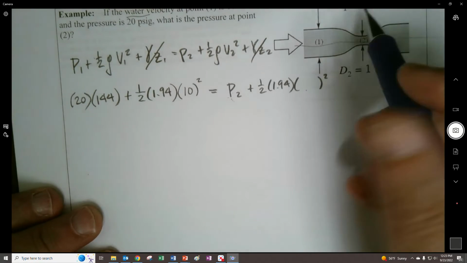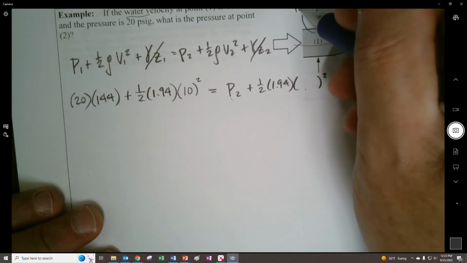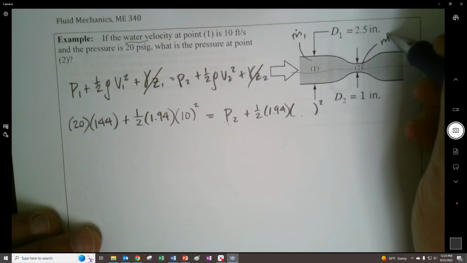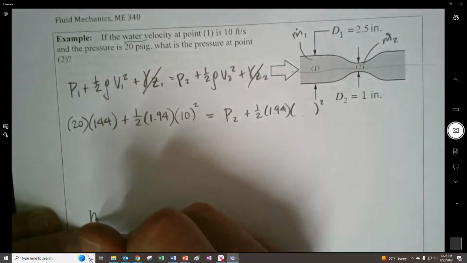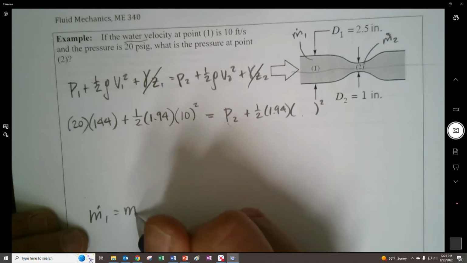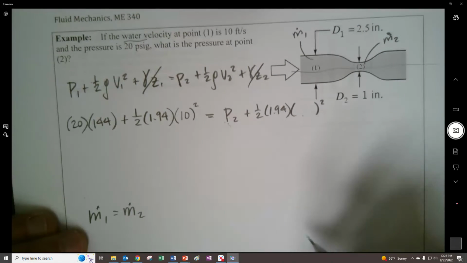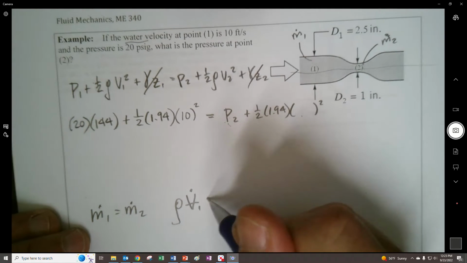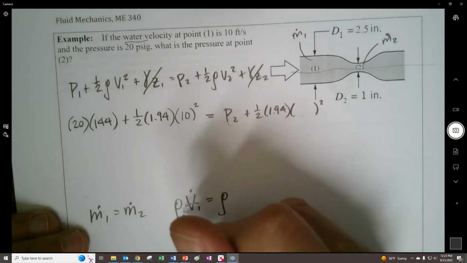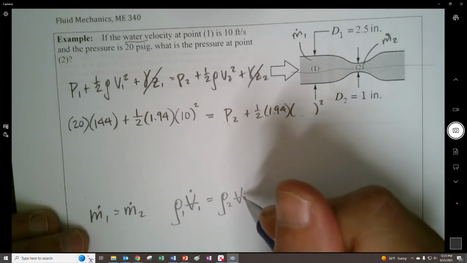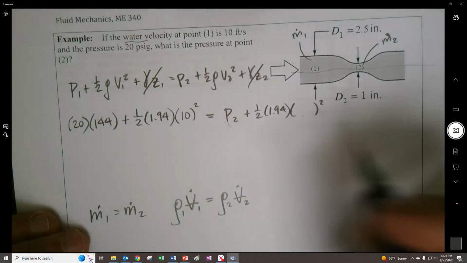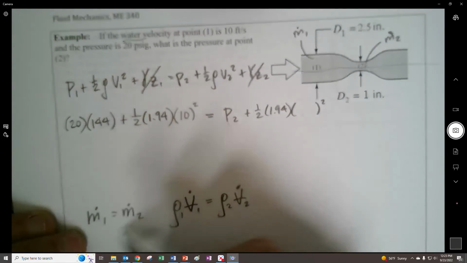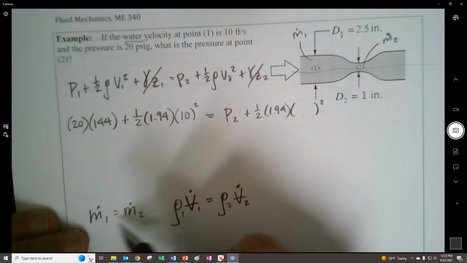But what else we know is that the mass flow here, m dot 1, has to be the same as the mass flow here, m dot 2. So m dot 1 must equal m dot 2. And another way of writing that is density times volumetric flow 1 must equal density times volumetric flow 2. We can call that 1 and 2 for right now. This is conservation of mass, it has to be true. Just nature says that has to be true.